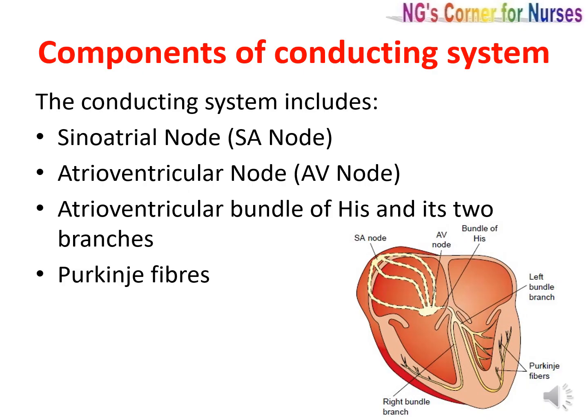The conducting system of the heart consists of the following components: sinoatrial node or SA node, atrioventricular node or AV node, atrioventricular bundle of His, which is further divided into two parts, left bundle branch and right bundle branch, and another one is Purkinje fiber.